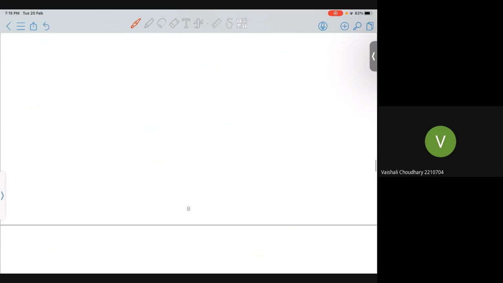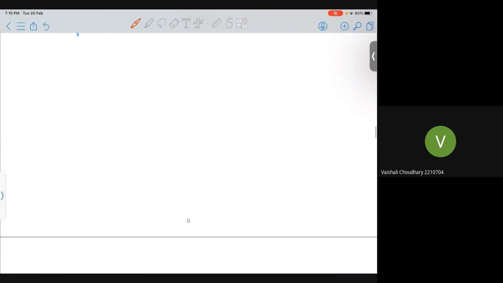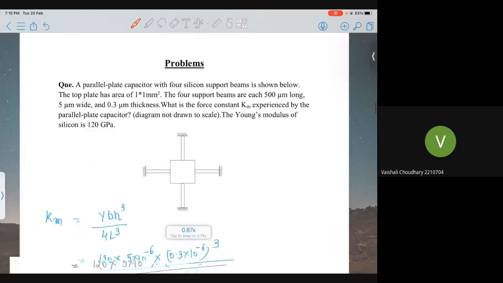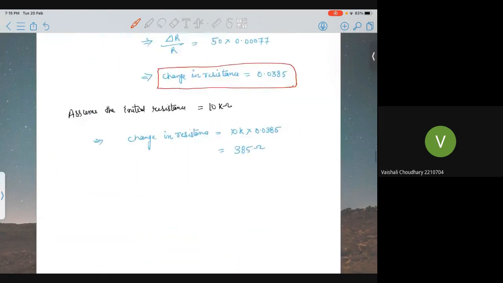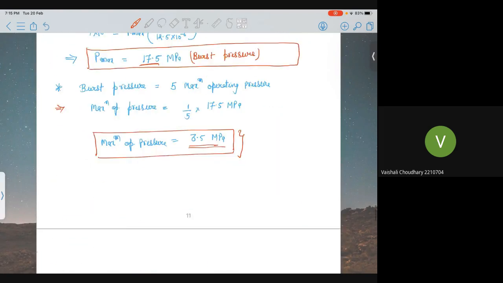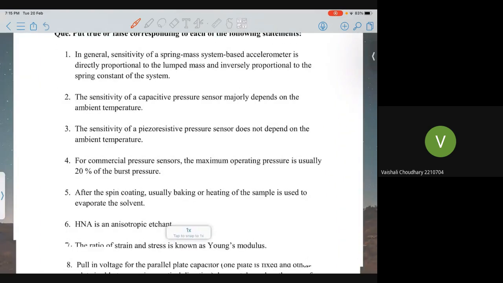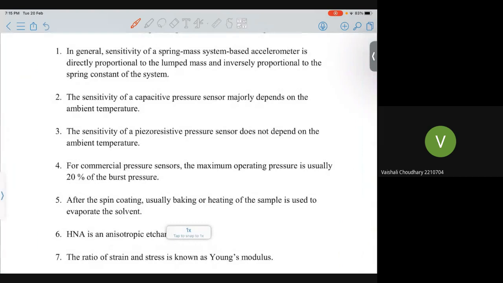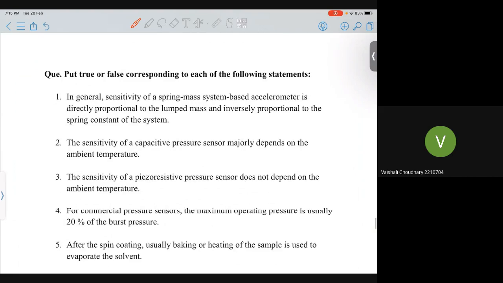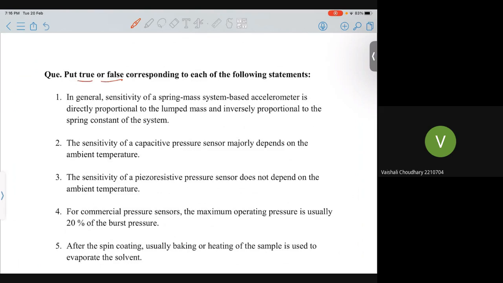Now we'll move on to some concepts. Now we'll solve some true-false statements. First, we have to answer each either true or false.